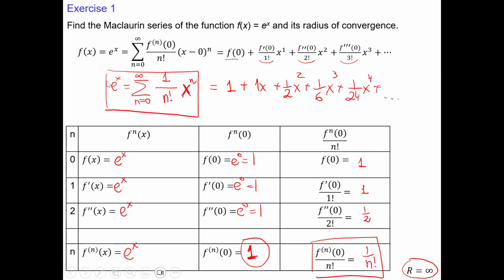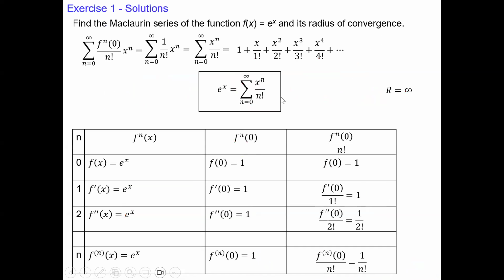You can even use, for instance, Desmos. You can plot the function e to the x and maybe the 4th degree, maybe the 3rd degree, and you can see how nicely they match, near 0, of course. Okay, that means this is the first formula to remember: e to the x equals the summation of x to the n over n factorial, of course.